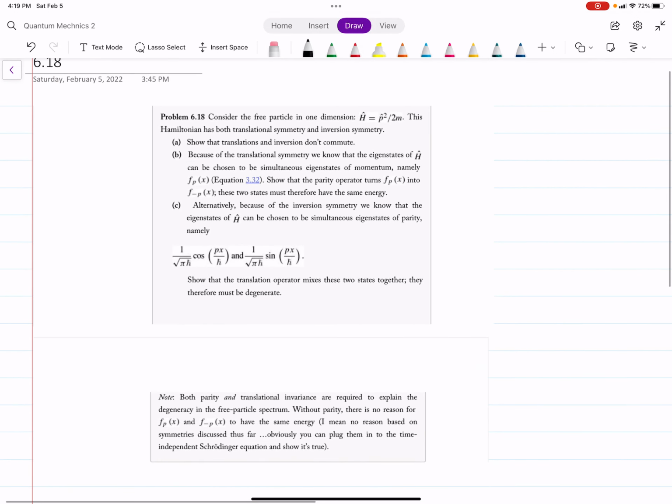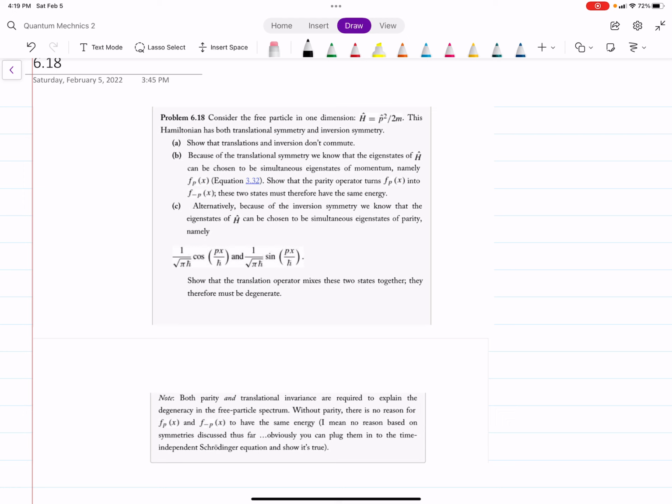Alright, so this is problem 6.18 out of Griffiths.